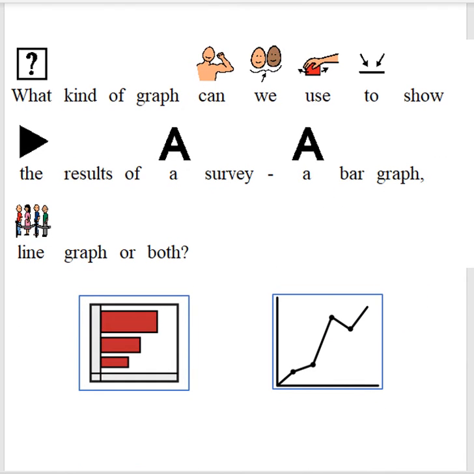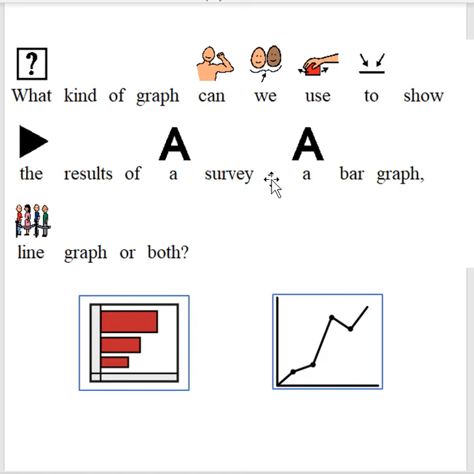So let's look at our focus question. What kind of graph can we use to show the results of a survey? A bar graph, line graph, or both?